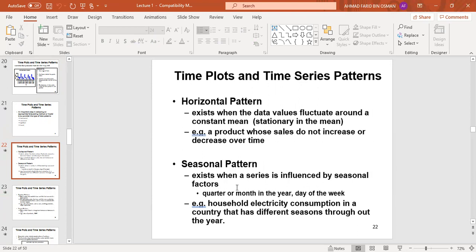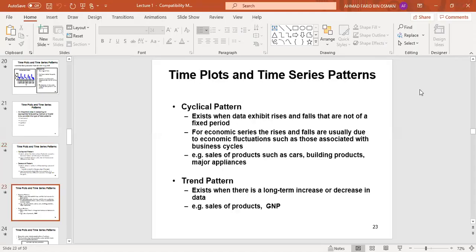And then a seasonal pattern exists when a series is influenced by seasonal factors, such as quarters or months in a year, or day of the week. For example, household electricity consumption in a country that has different seasons throughout the year. Normally during summer, the consumption is higher compared to other seasons. And then the cyclical pattern and the trend pattern, which I explained before.